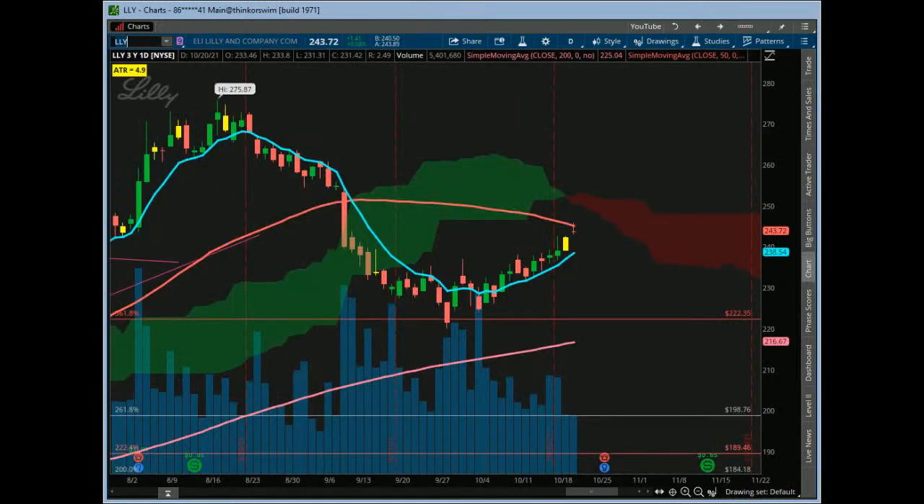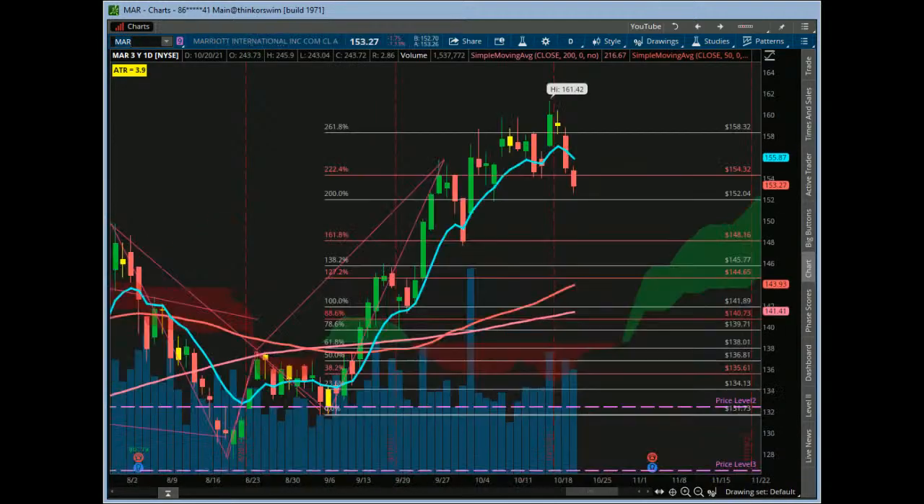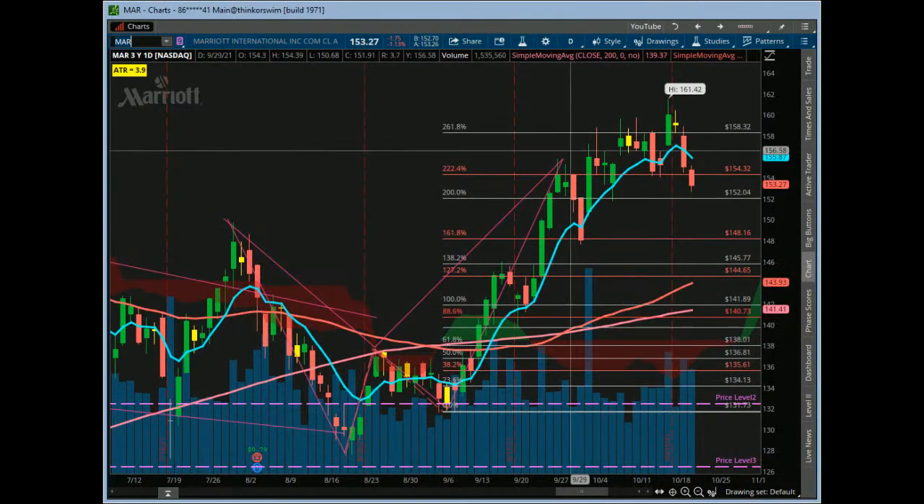LLY, let's take a look. LOI, nice little possible reversal doji off the 50-day moving average. See if that ends up working its way back down to the ADMA, and then MAR. So MAR, good volume yesterday, a little bit of follow through here today. And again, this one had an interesting harmonic recently.